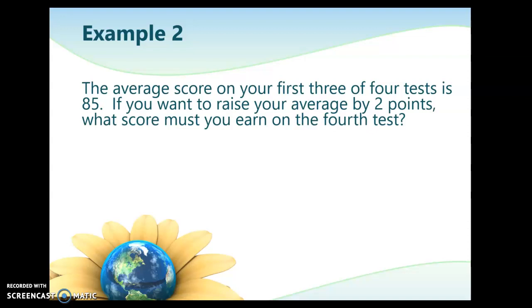Well, obviously you're going to need to score higher than 85, because if your average from 3 tests is 85, you obviously need to get something much higher than that to bring an average of 4 tests up to something higher, 87 in this case. So we know that we're going to add the 85 and the 85 and the 85 to our 4th exam score, which is unknown, so I've just called it X. And then we're going to divide that total by 4, and we want it to equal 87, which is 2 points higher than the current average of 85.